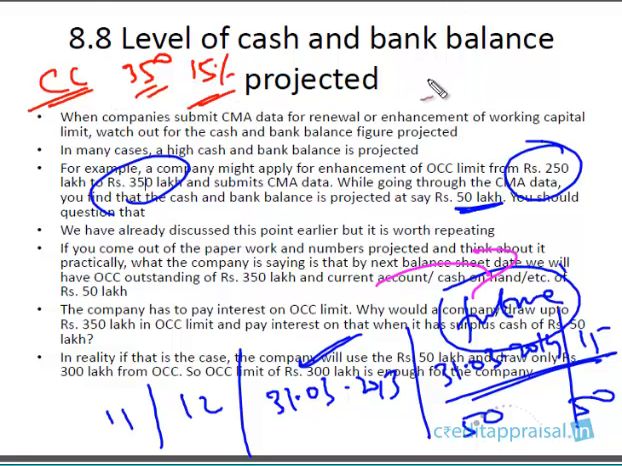This is fully drawn. On the other hand, you have a current account. A current account is not a loan. This is not an overdraft limit, it's a running account. So what you are saying is, by these projections, on 31/3/2014 the CC limit is fully drawn at 350 lakhs, and the cash and bank balance is going to be 50 lakhs.